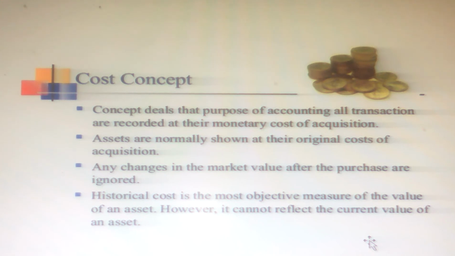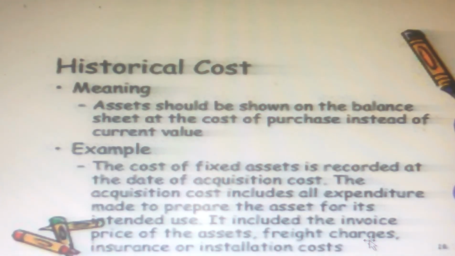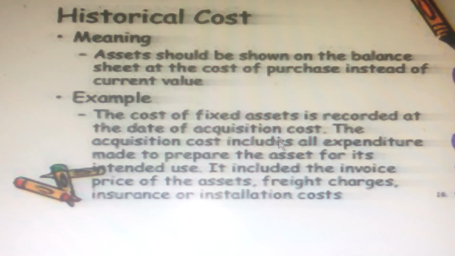However, it cannot reflect the current value of the asset. So always bother about only the cost price of the asset. Correct. That's why it is called historical cost. What is the meaning of historical cost? Assets should be shown on the balance sheet at the cost of purchase instead of current value. Okay. The cost of fixed assets is recorded at the date of acquisition cost. The acquisition cost includes all expenditure made to prepare the asset for its intended use. It includes the invoice price of the asset, freight charges, insurance or installation cost.